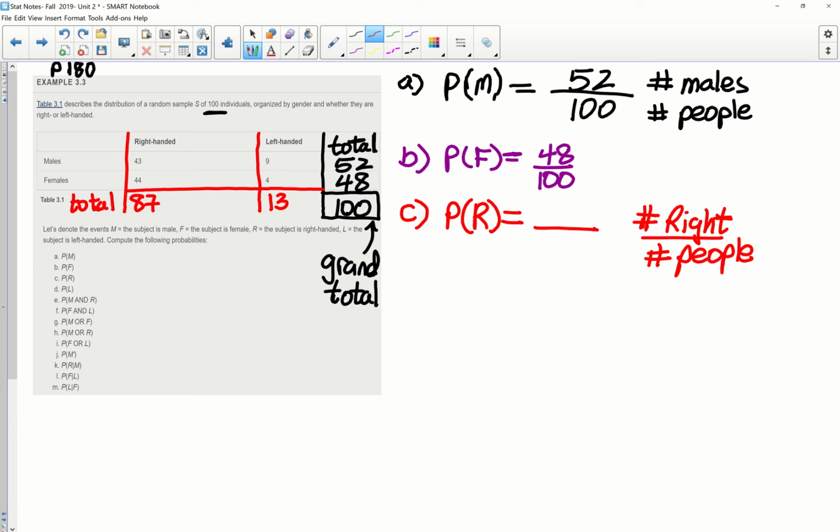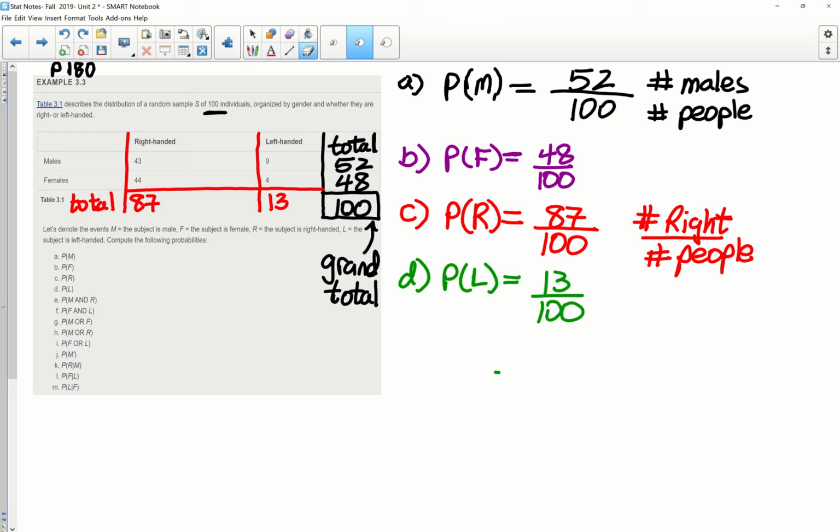All right, so we have 87 people that are right-handed, and we have 100 people overall. All right, probability of being left-handed, same idea, except I have 13 lefties out of 100. So I got all those probabilities.